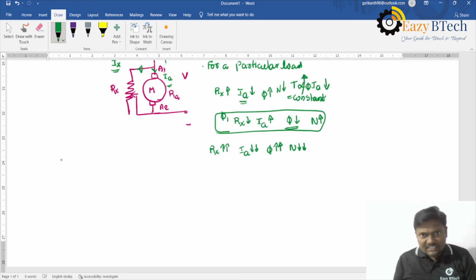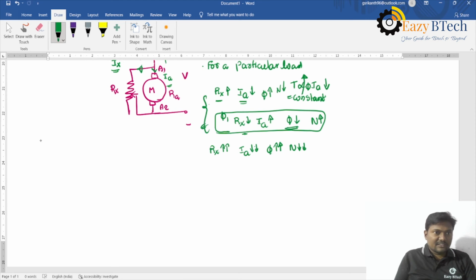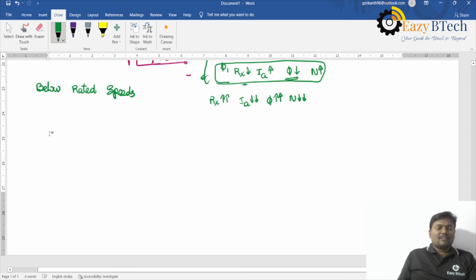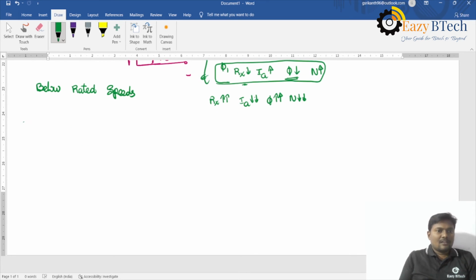This method I am explaining is in between these two. If Rx increases and again decreases, what will happen? But this method is suitable for below rated speeds. And the third method is tapped field control. So it's a very simple method.